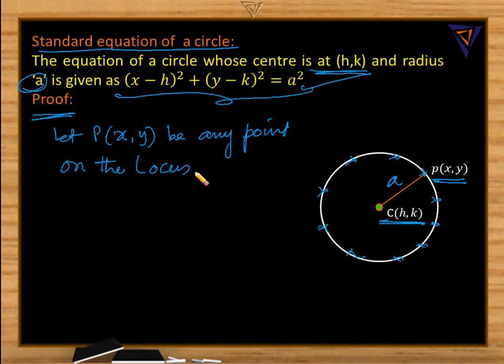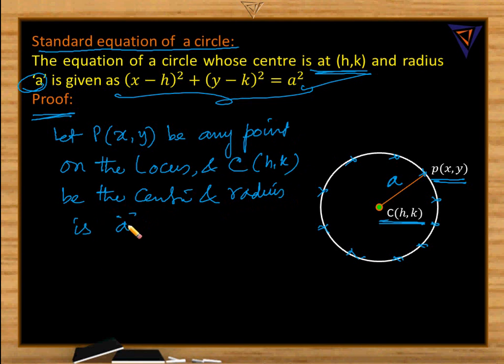When P is any point on the locus and C, which is h comma k, is the center of the circle, that is the fixed point, and the radius, that is the fixed distance, is small a. Therefore from the diagram we can take that CP is the distance, which is the fixed distance called the radius of the circle, small a.